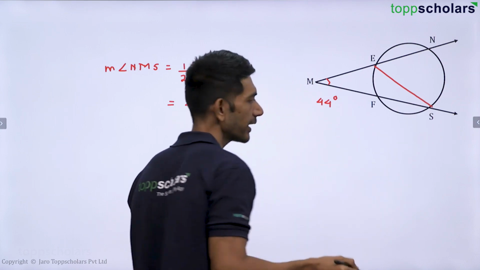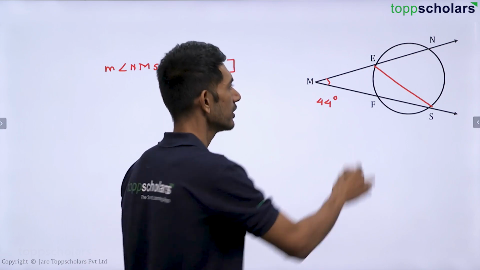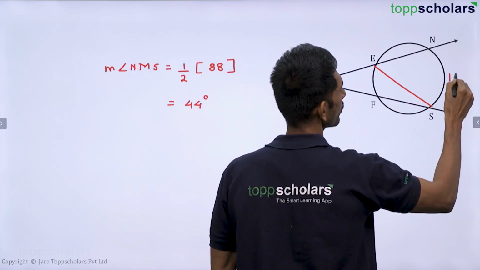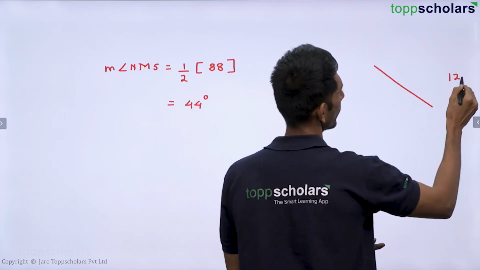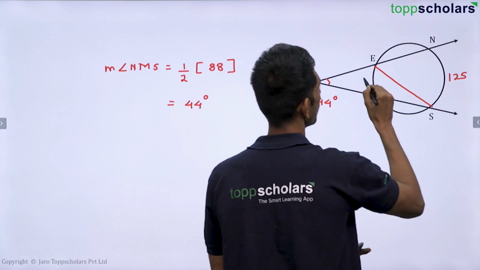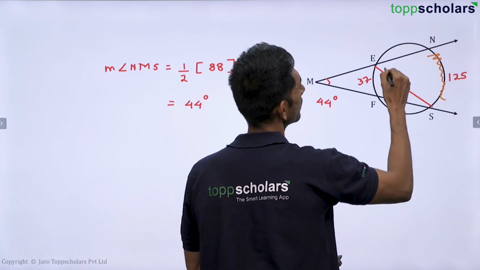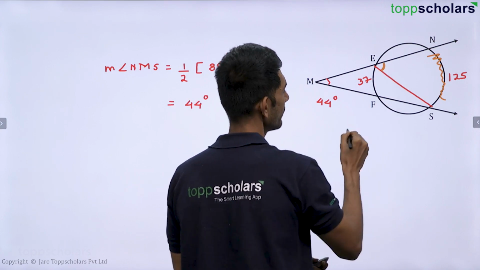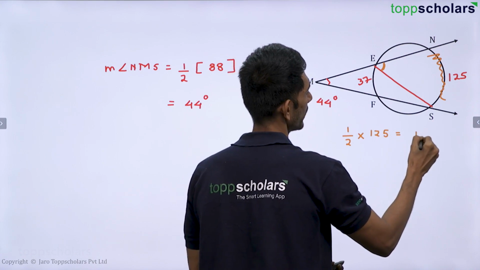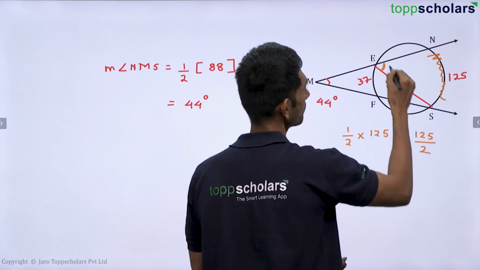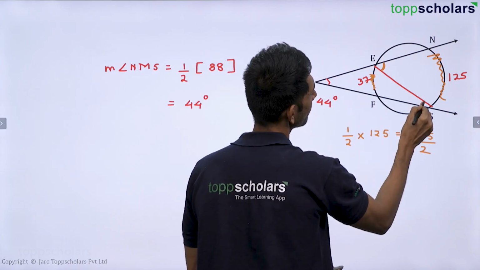There are multiple ways of doing it. Just a short way again. In case you don't remember this formula, how do you do this? You join ES. This was 125 and this was 37. If this is 125, this angle will be half of 125, that is 125 by 2. And if this is 37, this angle will be 37 by 2.